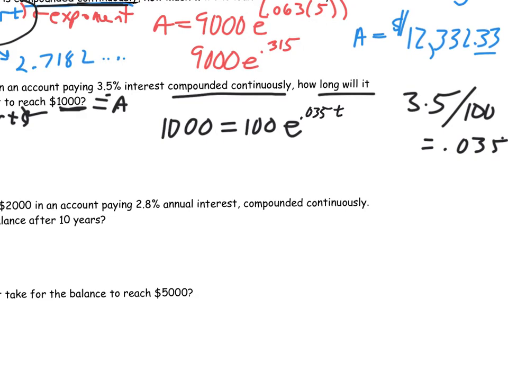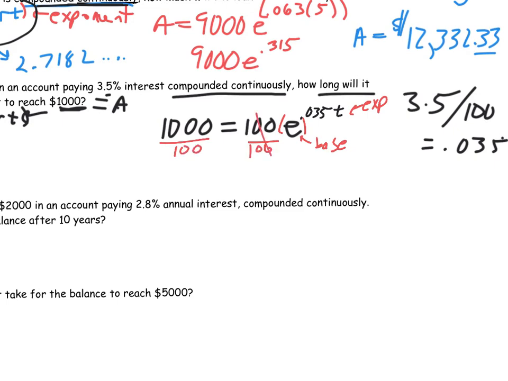And we've got to remember here to solve this, E is my base right now. And my variable is in the exponent. So how do we write this? Well, first we've got to get rid of the 100 because that's not part of the base. So get that by itself.